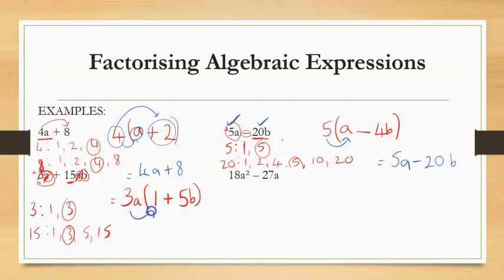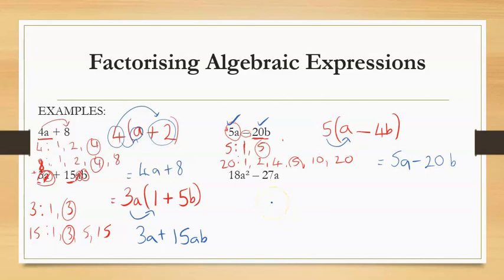Let's have a look at that expanded. So 3a multiplied by 1 is 3a. Then you've got 3 multiplied by 5, which is 15, and a multiplied by b. And then you've got the addition sign there because you're multiplying positive with a positive.